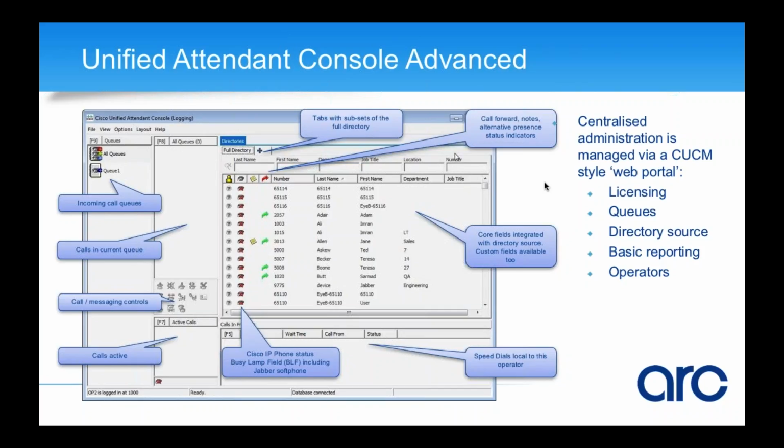So a capable solution with a degree of flexibility that allows you to perform inbound call handling for a typical organization. It also has a web-based admin page that allows you to administer that solution to cover things like licensing and queues, directory sources, and so on. So that's the advanced product, and as you can see, that looks completely different to the standalone standard product. And the Cisco Unified Attendant Console advanced product, in fact, is a baby brother, if you like, a subset of the Arc Pro product, which is developed from a similar code base.